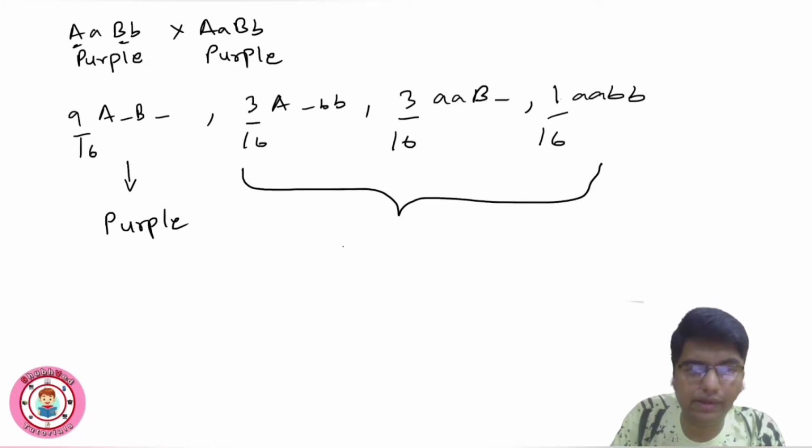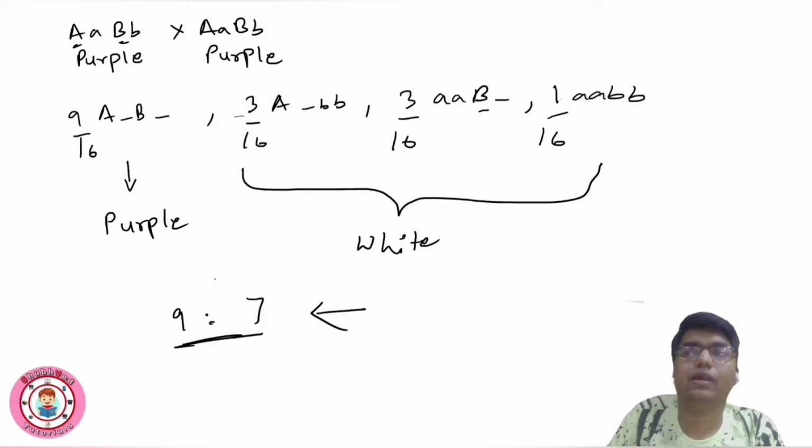These are not having both the dominant genes. Here only A is there, here only capital B is there, and here it is completely recessive. So these are white. So the changed ratio is 9:7. This is the ratio of duplicate recessive epistasis, meaning all the recessive categories are white.